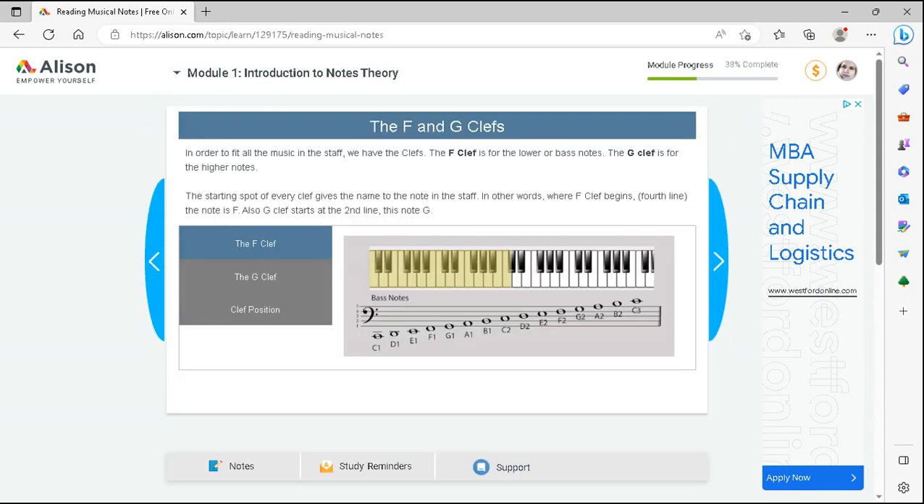The F and G clefs. In order to fit all music in the staff, we have the clef. The F clef is for the lowest or bass notes. The G clef is for the higher notes. The starting spot of every clef gives the name of the note in the staff. In other words, where an F clef begins, on the fourth line, the note is an F. Also, the G clef starts on the second line. This note is a G.